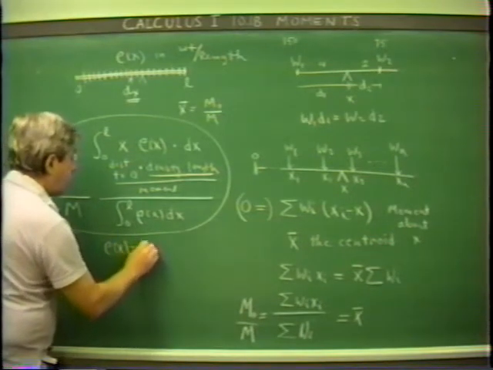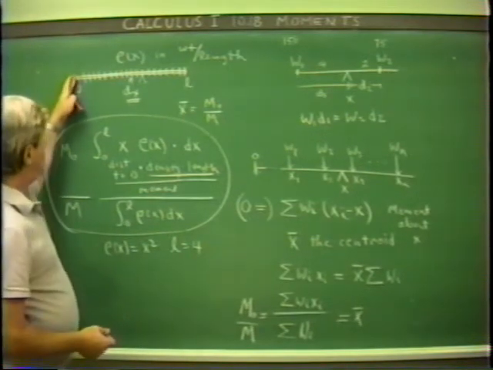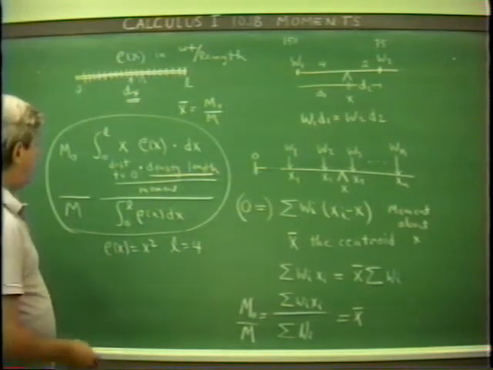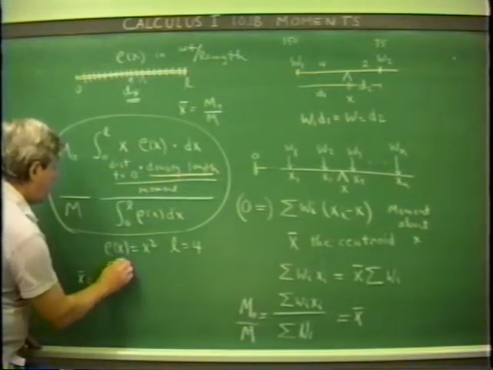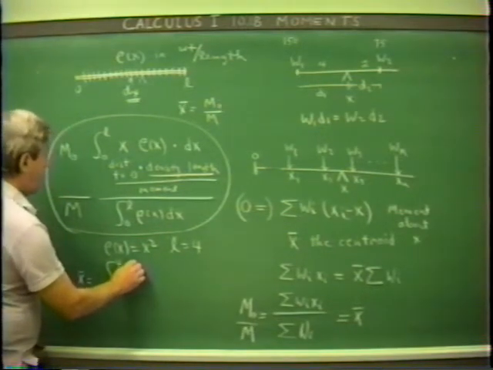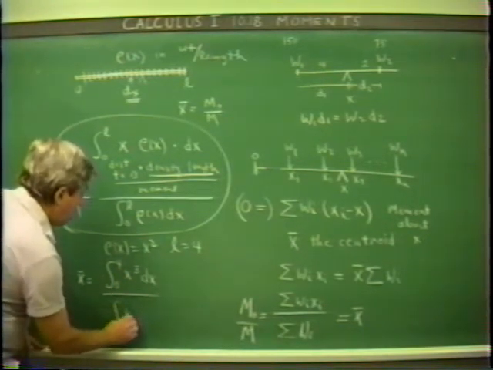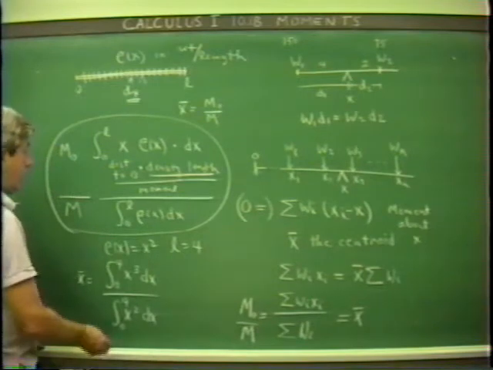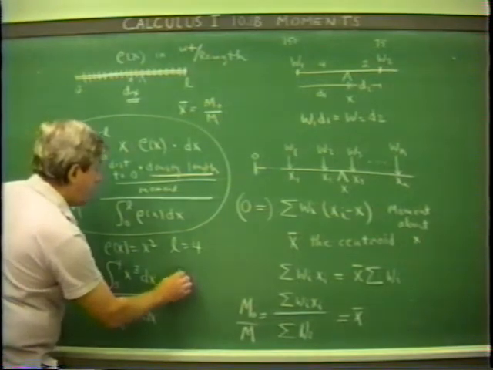X bar is the moment about 0 divided by the total mass. Now, in particular, for example, if rho of x was equal to x squared and L was equal to 4, then this would say that the density is increasing as you proceed from 0 to 4, given by x squared. Then the quantity x bar would be equal to the integral from 0 to 4 of x rho of x dx. Rho of x was x squared, so this is going to be x cubed, divided by the total mass, which is going to be the integral from 0 to 4 of x squared dx.